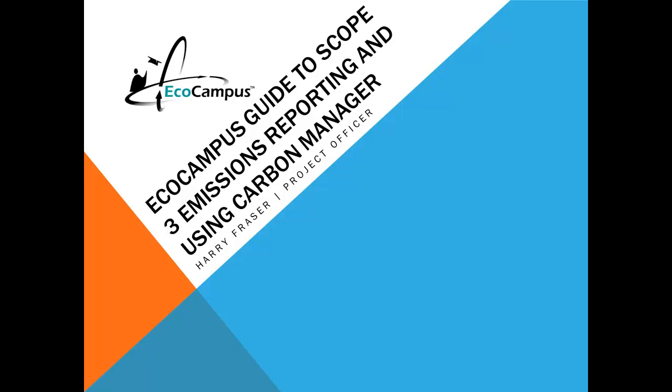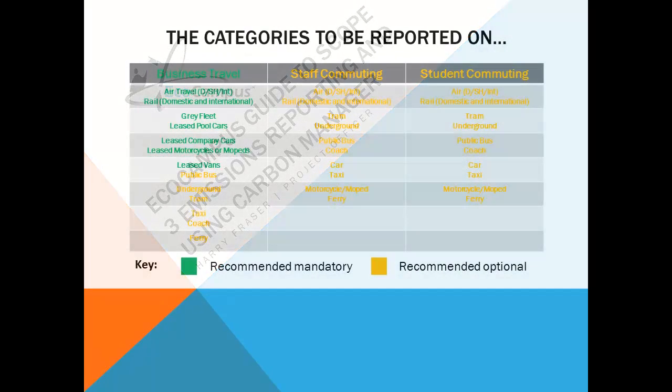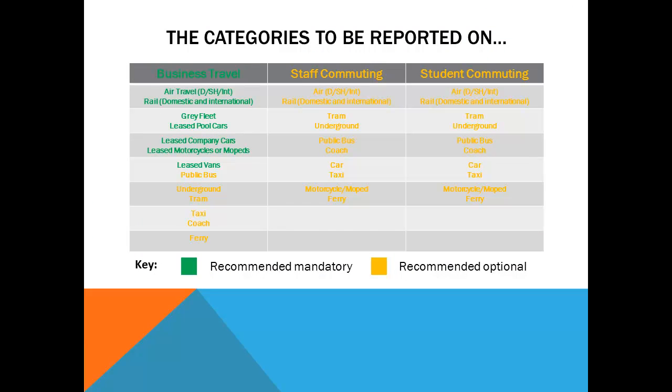Welcome to the EcoCampus guide to measuring your Scope 3 business travel carbon dioxide emissions. Unlike commuter travel, business travel emissions have been recommended as mandatory. Providing you have the correct data, you can use Carbon Manager to report on all your business travel emissions.